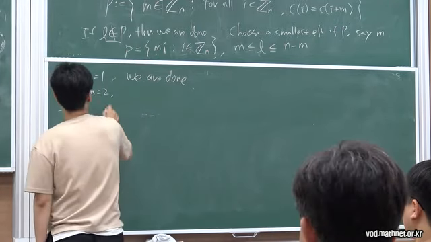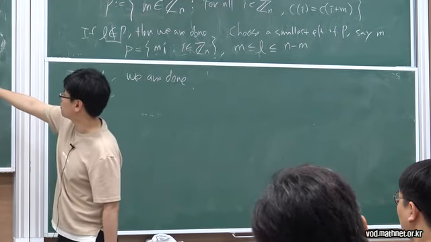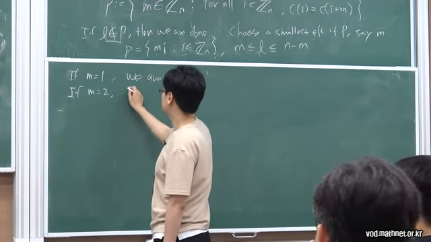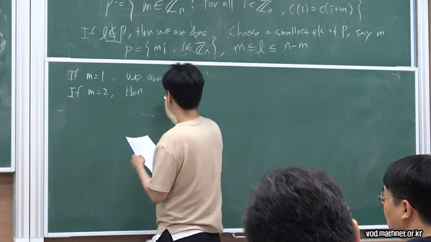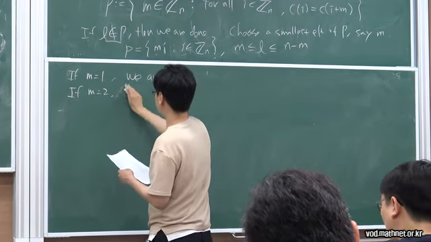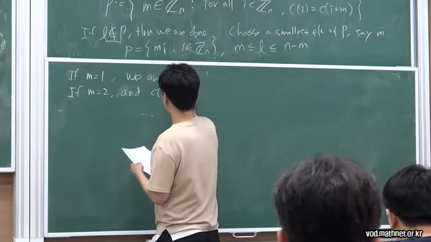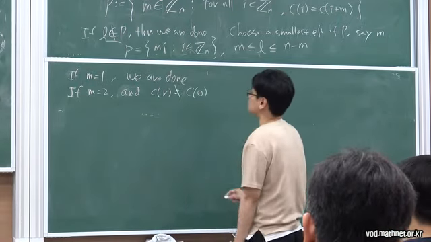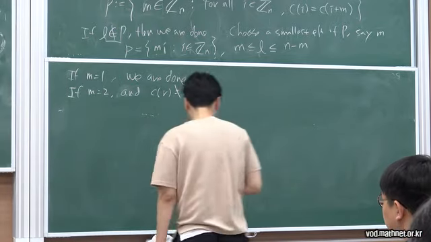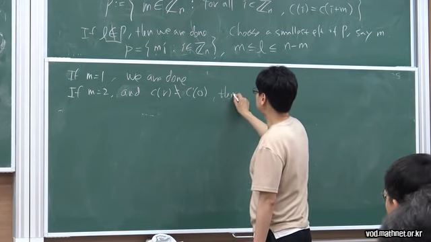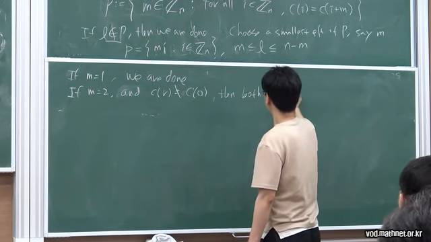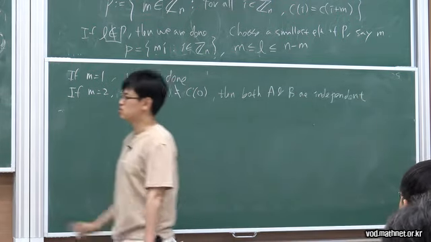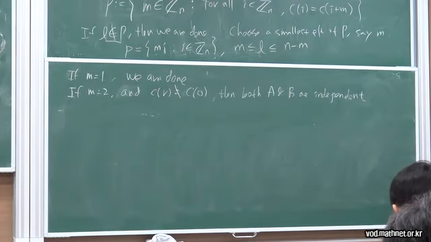If M is 2, M is 2 means that vertices are A, B, A, B, A, B, A, B alternate. And C of R equals C of 0. Let's say if 0 and R have a different color, then both A and B are independent, which is a contradiction to our assumption that one of A and B is not independent.